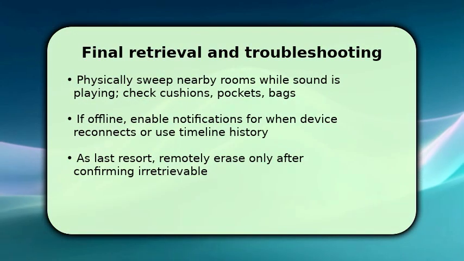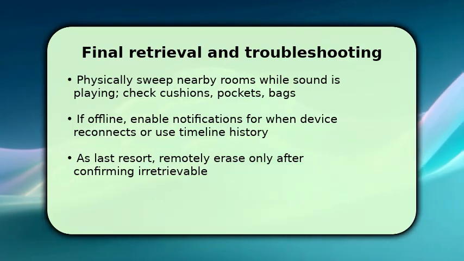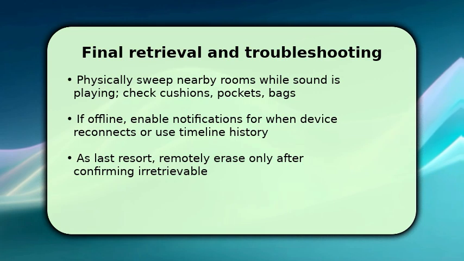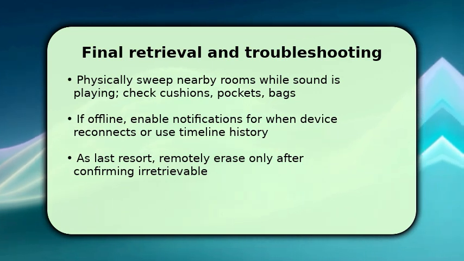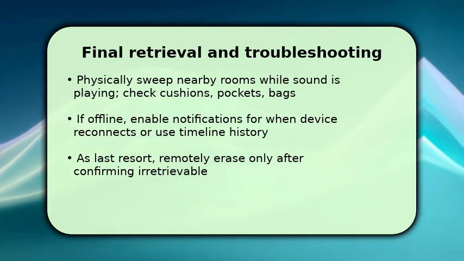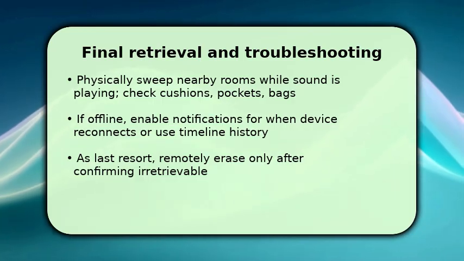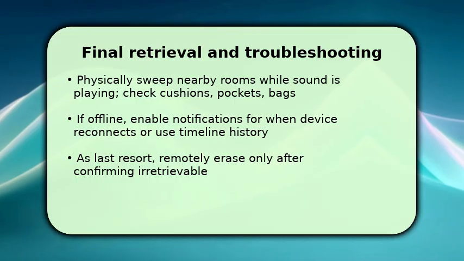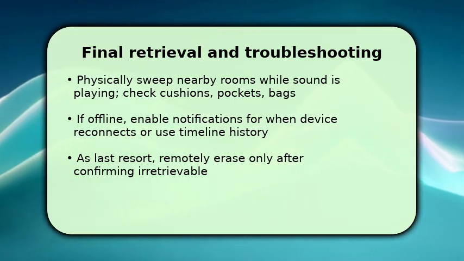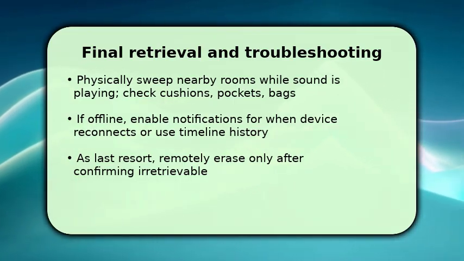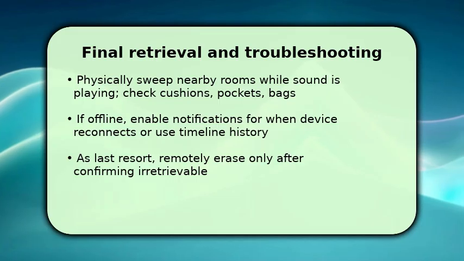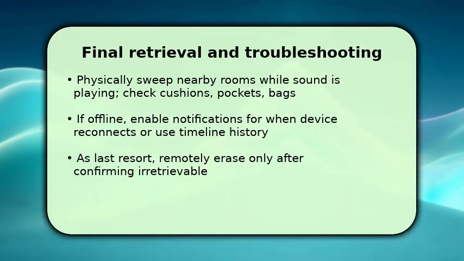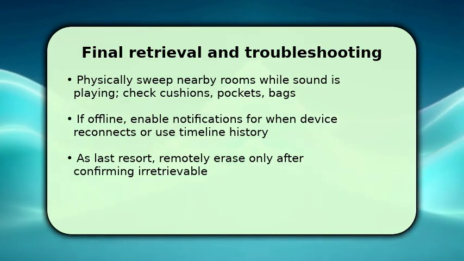You now perform a slow, methodical sweep of likely hiding spots while repeatedly triggering Play Sound. Make sure to check under cushions, clothes, pockets, and bags, because phones often slip into soft surfaces. If the device shows offline, set alerts to notify you when it reconnects and review the timeline history to see movement patterns. If you cannot recover the phone and personal data is at risk, remotely erase it, but only after you accept you cannot retrieve it. This is the final safety step.